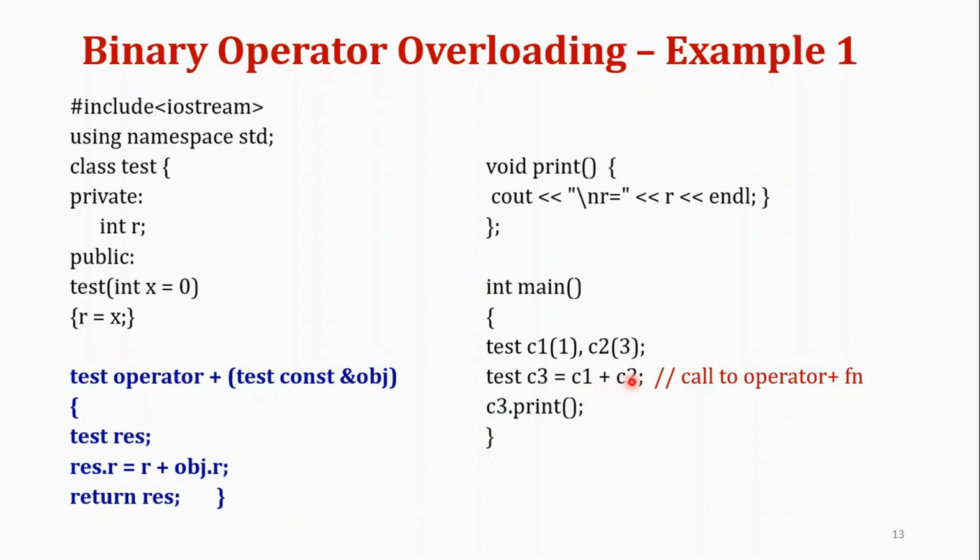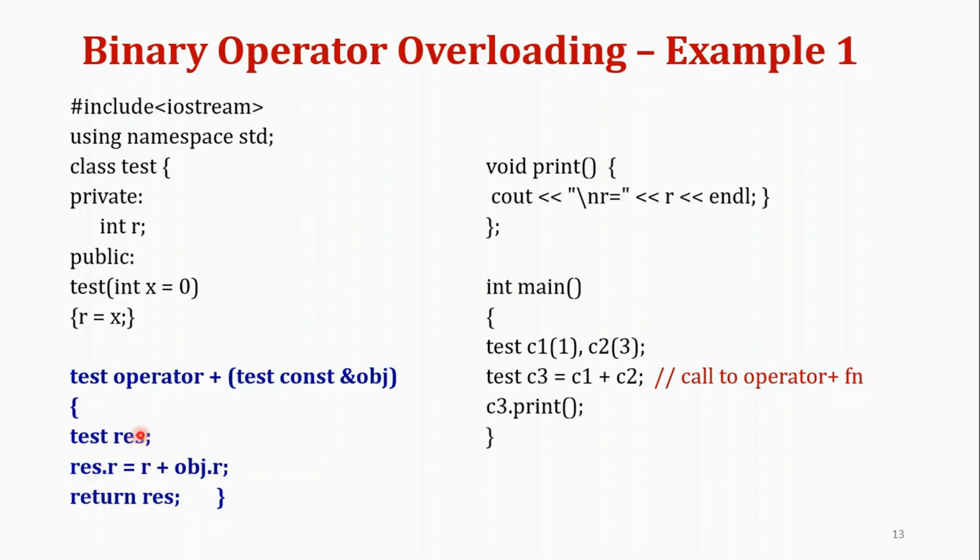Then c2 will be given to obj, and c1 will be the implicit object. c1 is the implicit object, and c2 is the explicit object here. So c1 and c2 will be passed over here. We have a local object res. So res.r would be c1.r plus c2.r. Actually, c2 will be given to obj, and this would be c1's r. So c1 r plus c2 r. Both r's are added. The two r values of the two objects are added, and that will be given to res.r.